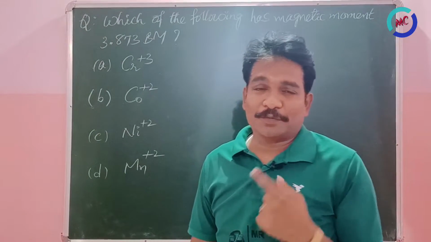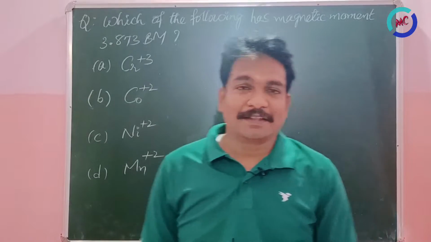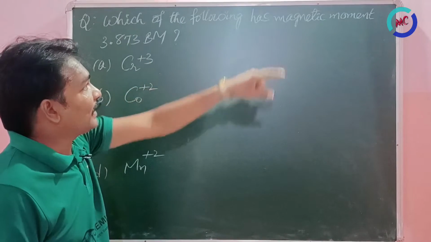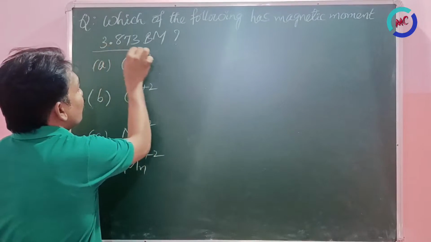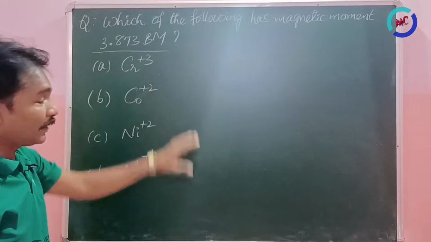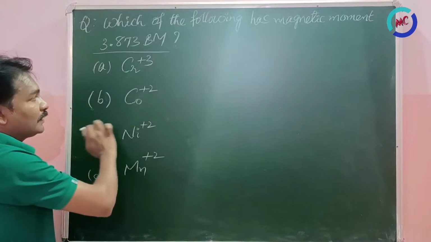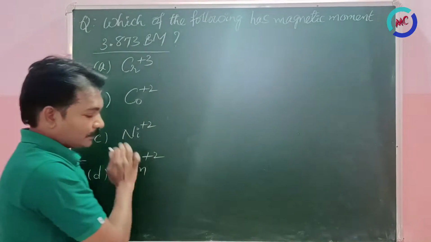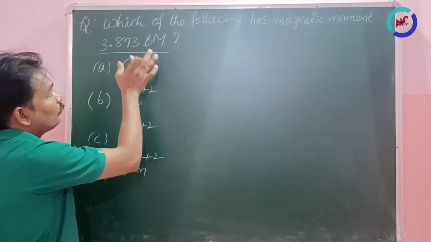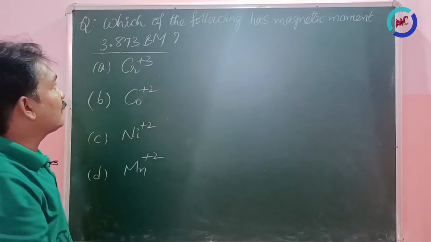Here on board, if you observe, one calculation is there, very interesting one. Why it is interesting, we will see. Which of the following has magnetic moment 3.873 BM? They gave different cations here: chromium plus 3, cobalt plus 2, nickel plus 2, and manganese plus 2. See here, how to find out which one of the following has 3.873 BM.